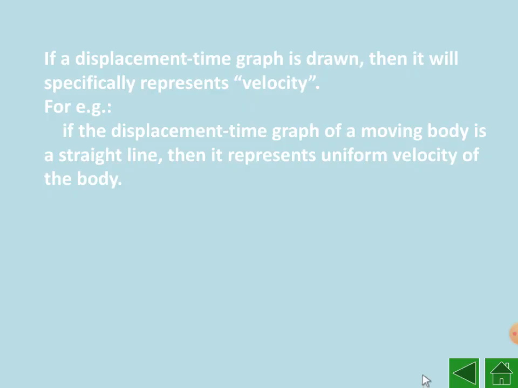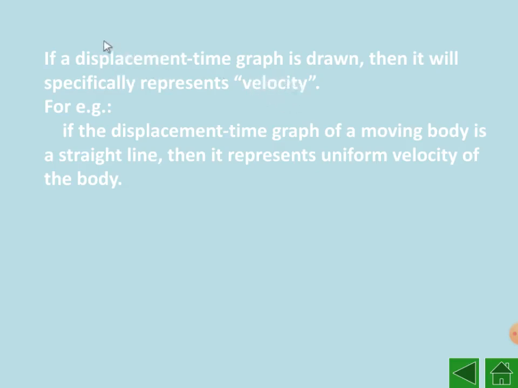Yes. If the displacement-time graph is drawn, then it will specifically represent velocity. When we say distance-time graph, that was for speed. Got it? Speed has no direction, but velocity has a particular direction. So instead of distance, we will say displacement-time graph if we are going to represent velocity.